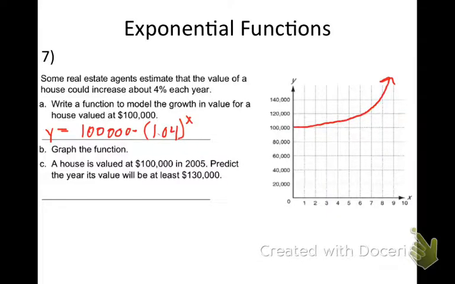If it's 2005, predict the year when the value will be at least 130,000. Well, where does 130,000 fall between? Which years? Falls between 6 and 7. So what actual years would that fall between? If it's 2005 now, where would it be? 2012. That'd be 2011 to 2012.